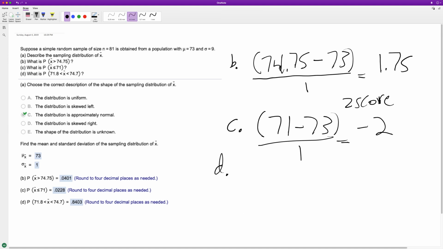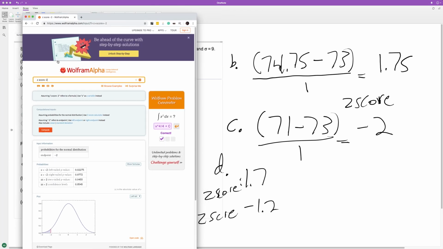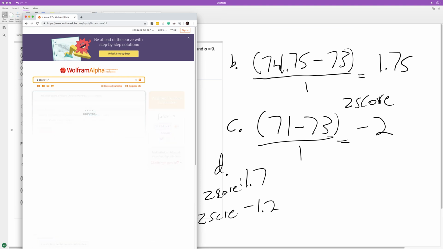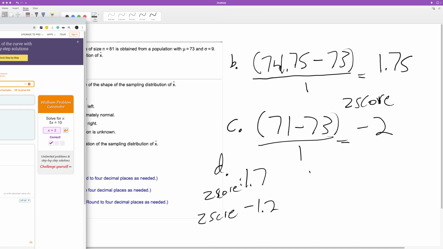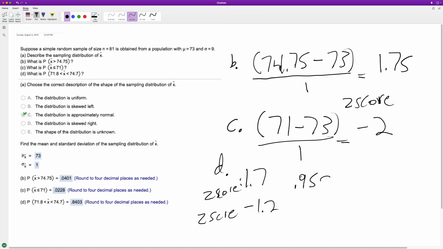And what happens here, still at part D: 74.7 minus 73 divided by 1 is 1.7, so z-score of 1.7. Excuse my spelling. Z-score of 71.8, so it's going to be negative 1.2. All right, so z-score 1.7, 0.9554 minus, and then I'm going to find the z-score of negative 1.2.